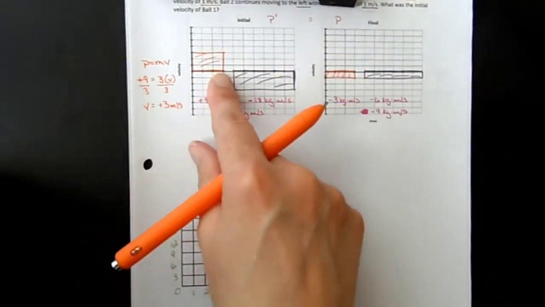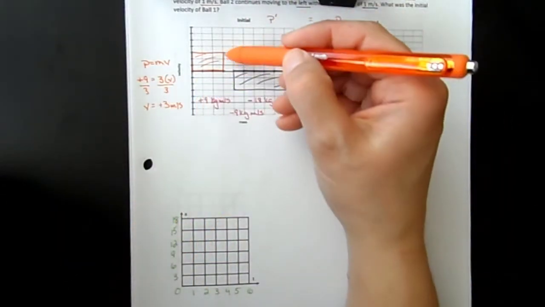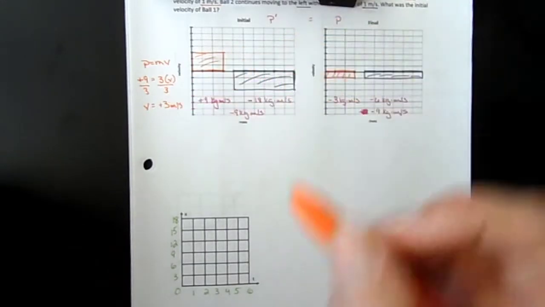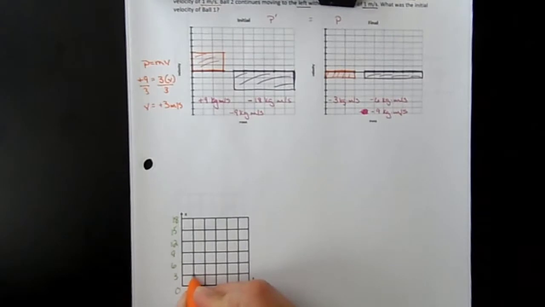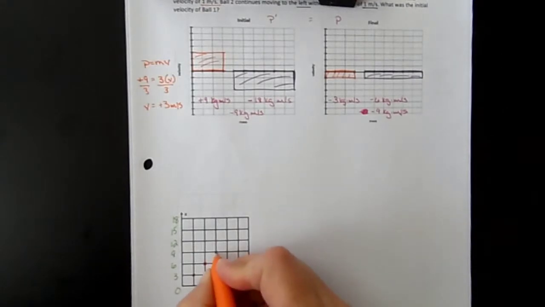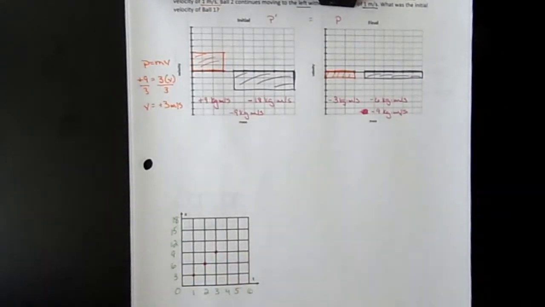So after 1 second, ball 1 is traveling 3 meters per second. So after 1 second, it's going to be a positive 3 meters away, right? So after 2 seconds, it's going to be positive 6. After 3 seconds, it's going to be positive 9.